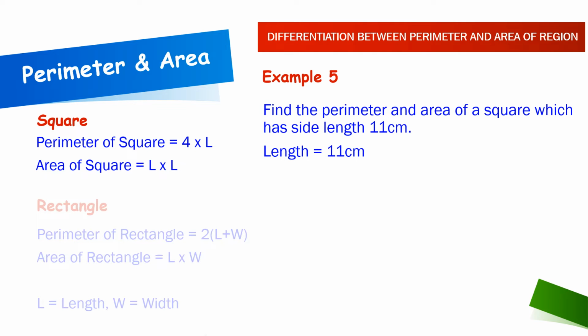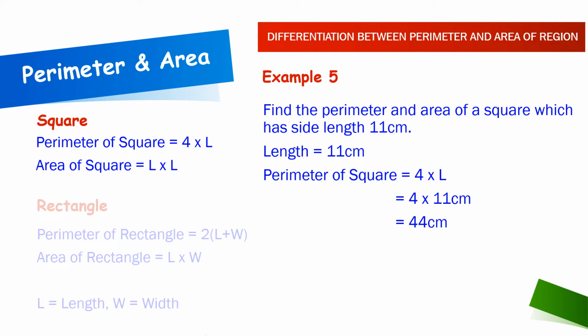So let's write this out. The length equals 11 centimeters. So applying this to our formula for the perimeter of a square, which is 4 times length, we have that in our example, the perimeter of the square equals 4 times 11 centimeters, which is equal to 44 centimeters.